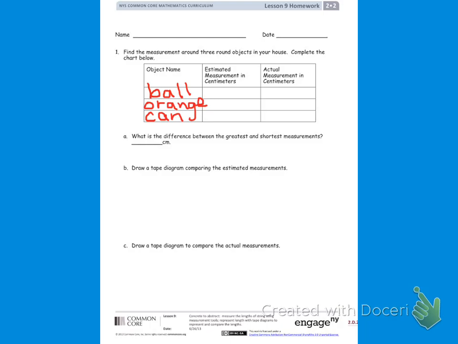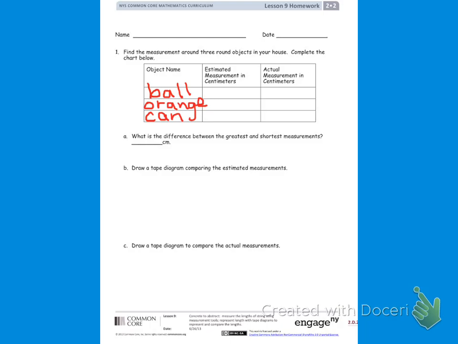Then after they make their estimate, not before, after, have the students take their meter tape and measure around the ball. That is also called the circumference of the ball. Have them measure and then write down the actual number of centimeters the ball is. And then have them do the same for the orange and the can. If their estimates were not accurate, they should not change their numbers. Again, those were only estimates and they don't have to be right. So they just need to be reasonable.